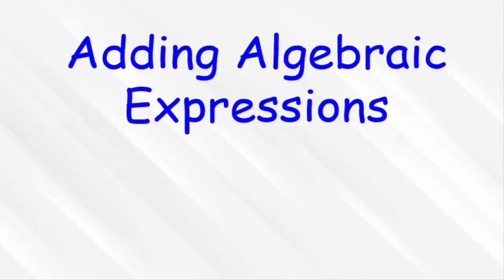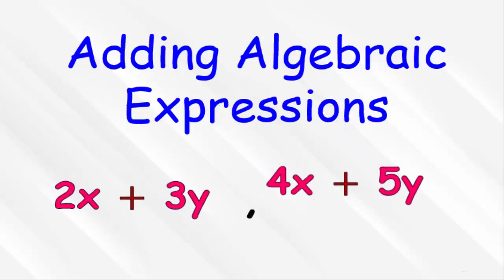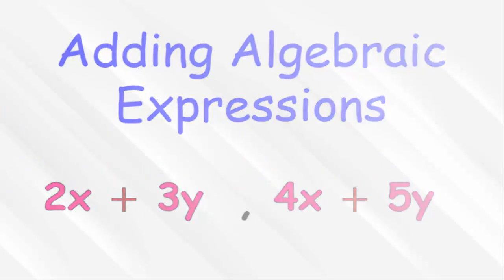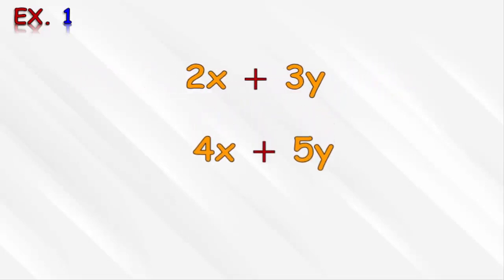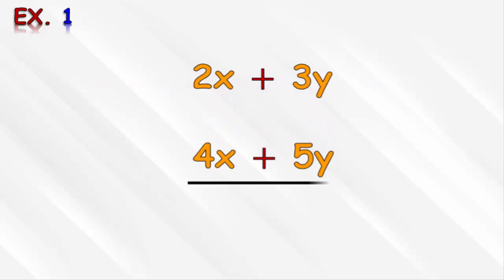In this video, we'll explain how to add two algebraic expressions using column method through examples. Let's get started. In this example, we want to add the two algebraic expressions 2x plus 3y and 4x plus 5y. To start adding, we are going to put the two algebraic expressions in columns like this and making sure that the like terms come below each other.